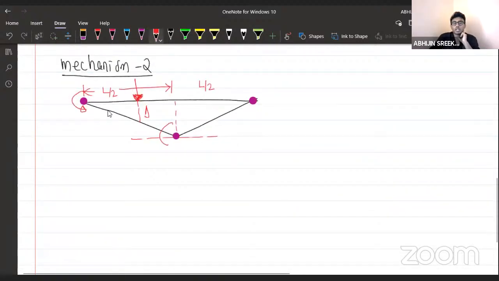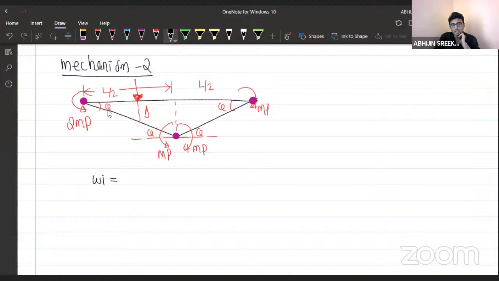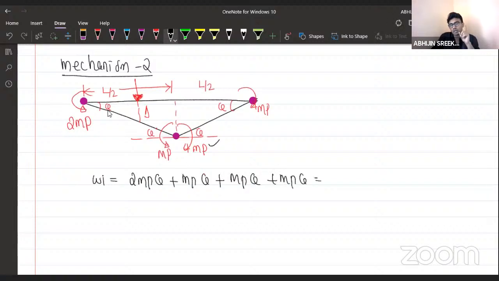Got the point? So here also I have to consider 2 MP, and here it is MP, and here also it is MP, and here also it is MP. Okay, very good. This is also MP, and theta will be same here. Why? Because we are considering it as a center. Location of the hinge is at the center. Now it is easy for us to calculate the internal work done and external work done. Internal work done will be equal to 2 MP into theta, first one, and MP into theta here, and again MP into theta here, and plus MP into theta. Total will be equal to 5 MP theta will be the internal work done.